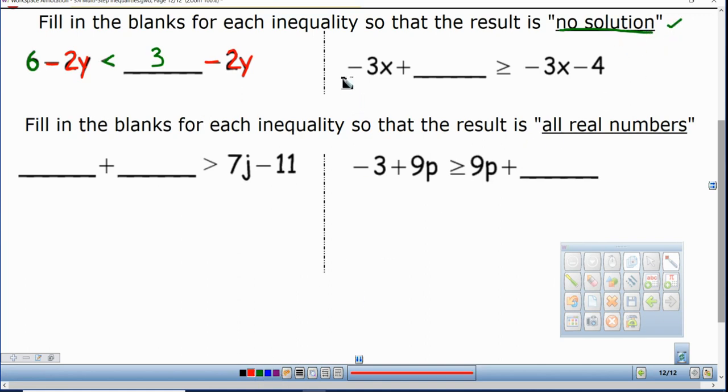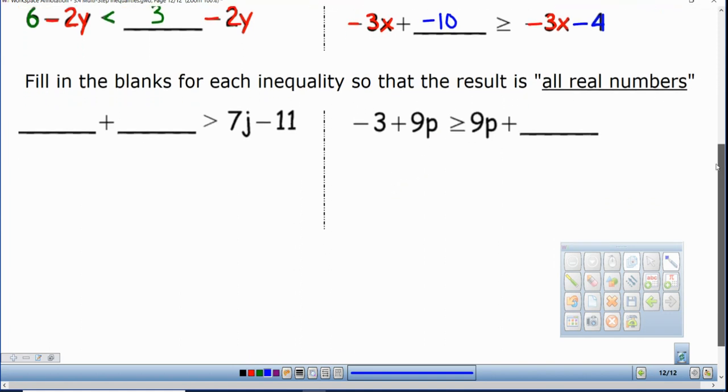Let's look at this one. We have negative 3x. We have negative 3x. Okay, those will cancel out. The left side and the right side have the same amount of x's, so they're not going to have any effect on the problem. It says something is greater than negative 4. I want this to be false because it asks me to do a no solution. And so I'm going to pick something that is not greater than negative 4, like even a negative 100 or negative 10 would work for that.